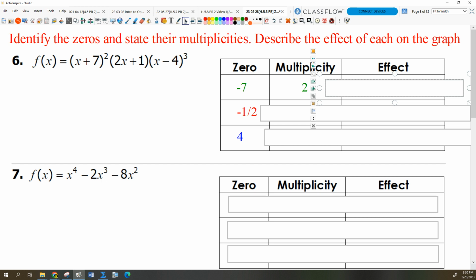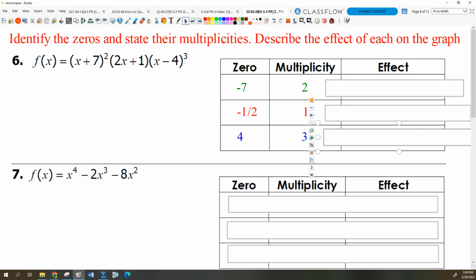What's the multiplicity of the zero x equals -1/2? 1, because that one's linear, right? It's to the first power. What's the multiplicity of the zero x equals 4? 3. So we would say that one is cubic. We've got a quadratic zero, a linear zero, and a cubic zero.